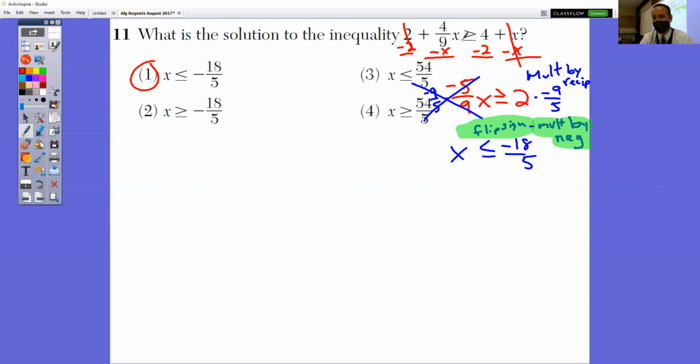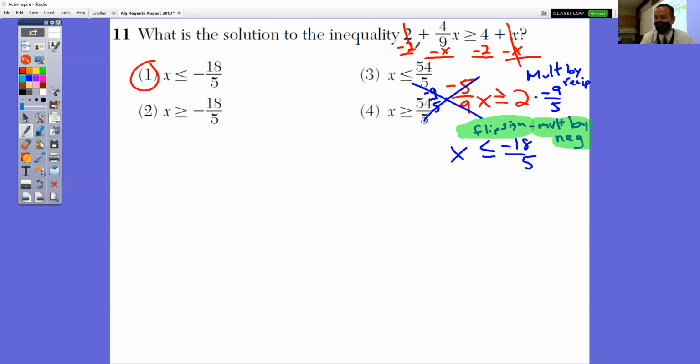To try and get all the X's on one side and all the plain numbers on the other side, the first thing that I would do is subtract 2 from both sides. And I'm going to get all the X's on the other side, so I'm going to do minus X and minus X. Could you have done it the other way? Sure. You could have subtracted 4/9 X from both sides and subtracted 4 from both sides. You could have done it that other way as well.